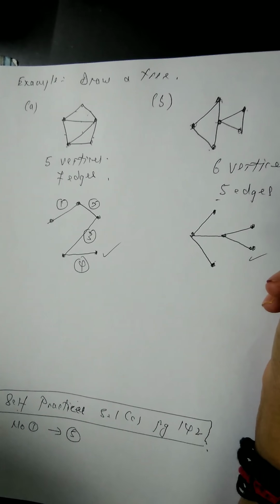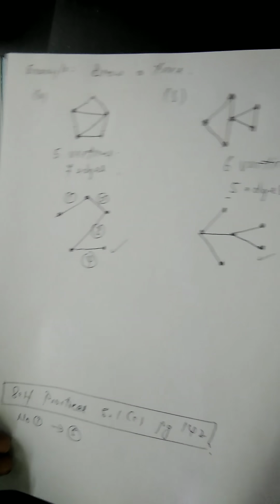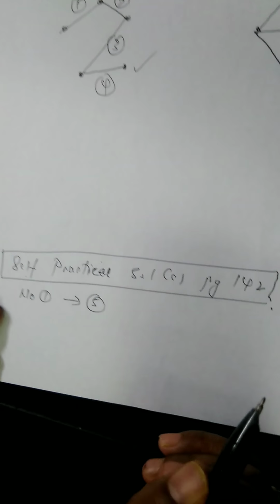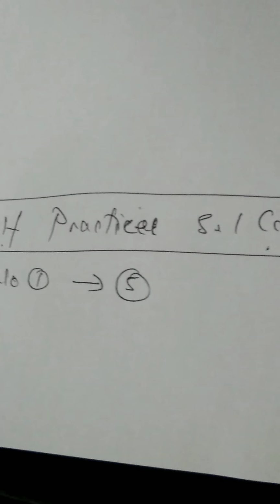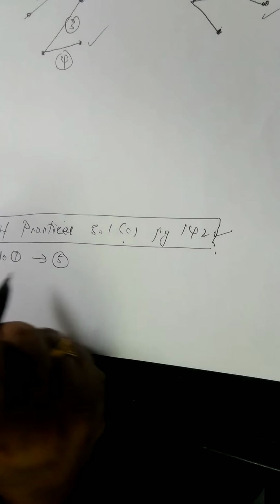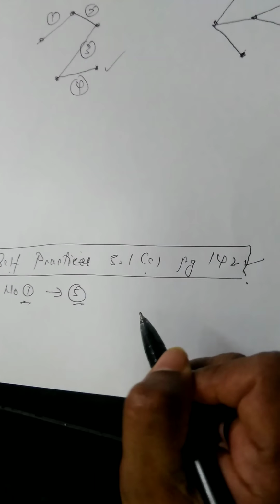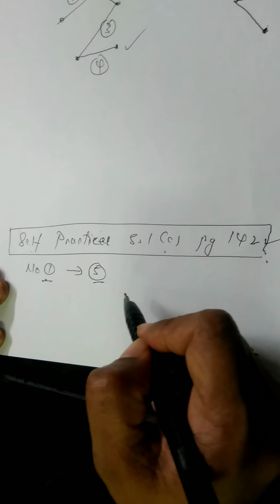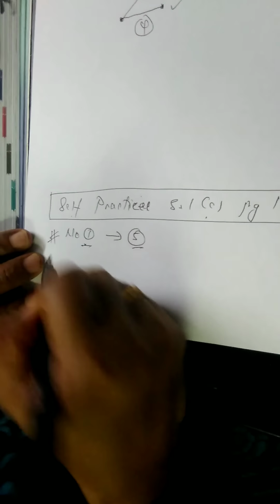So these are 2 simple examples. Based on whatever is taught here, this is your work. Can you please try Self-practice 5.1c, on page 142? Can you just try question number 1 up to question number 5? I'll continue the next lesson with something a little bit different, so please try to complete this first. Thank you.